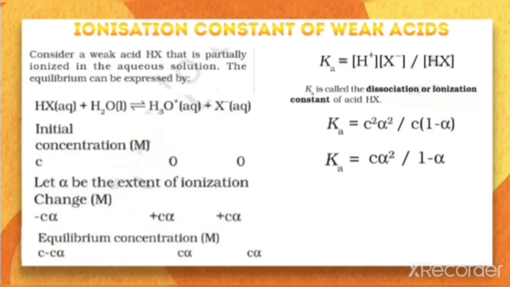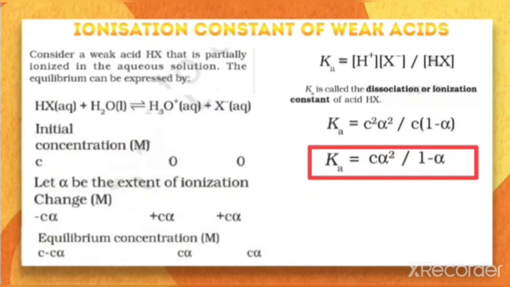Now this is the formula which we need to remember here: the ionization constant for the weak acid when its initial concentration is known to us, and if we know the extent of ionization alpha, we can find out Ka in this way. Or if we know the value of Ka, we can find out the value of the extent of ionization if the initial concentration is known to us. So this formula is important to learn.